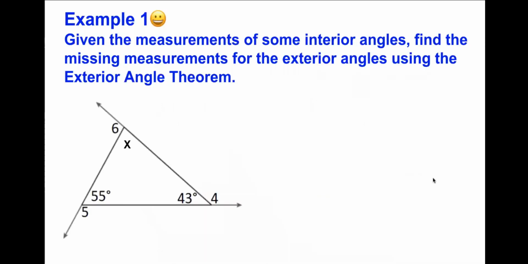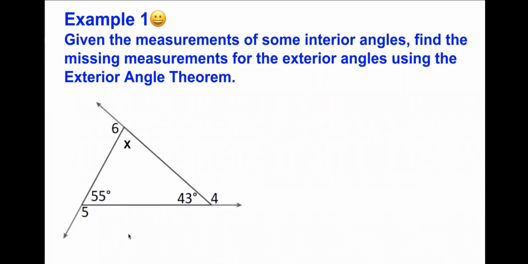Example number 1, it says, given the measurements of some interior angles, find the missing measurements for the exterior angles using the exterior angle theorem. Now, how do we do this? Let's go ahead and find out. Let's recall some information first before we move on and actually apply the exterior angle theorem.